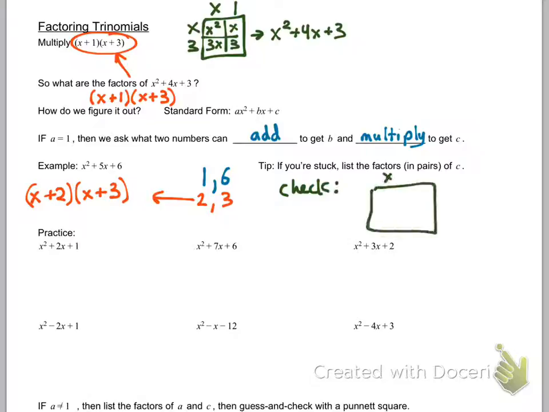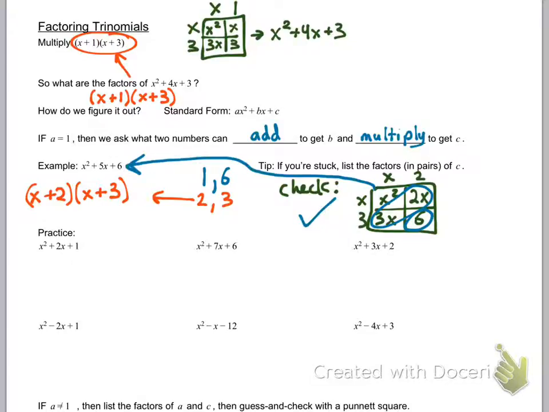Let's just double check that. So I'm going to multiply x plus 2 and x plus 3. I get my Punnett square, I get x squared, and then 2x and 3x and 6, and sure enough, these middle two terms, the 2x and the 3x, add to get us the 5 that we want, and so that is correct. The 3 times 2 gives us 6, which is the third term, and that is also correct, and we get the trinomial that we started with.